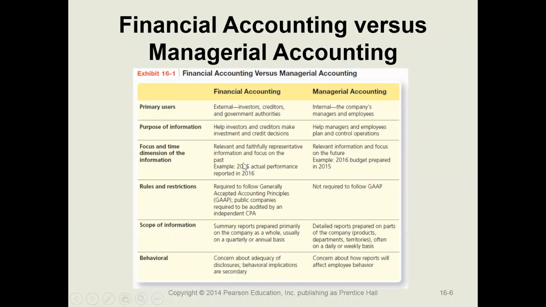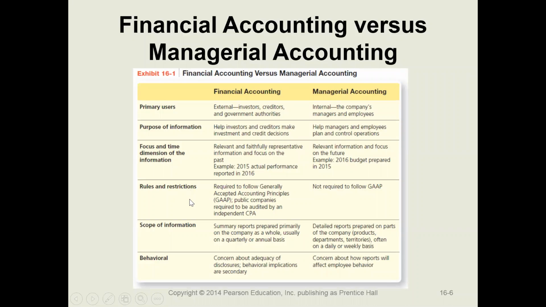The focus of financial accounting generally is on the past. So financial accounting, as you remember from your Accounting 201, is the preparation of financial statements. So the focus is on past performance, seeing how you did financially in the past, whereas in managerial accounting, the focus is primarily on future decisions. So using information to plan for the future.